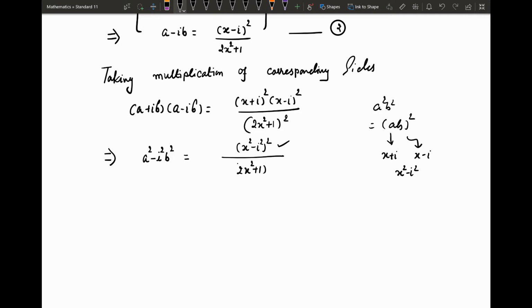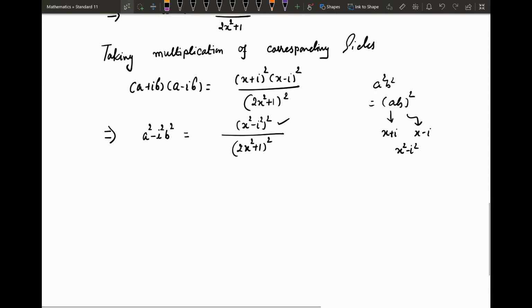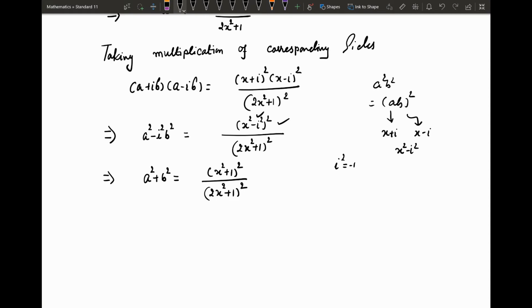Denominator (2x square plus 1) whole square, but i square equal to minus 1. So when we substitute i square equal to minus 1, a square, here minus minus plus b square. So a square plus b square equal to (x square plus 1) whole square, because i square is minus 1, upon (2x square plus 1) whole square. So this is the required solution.